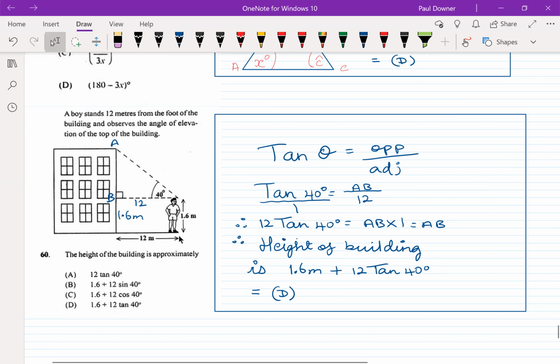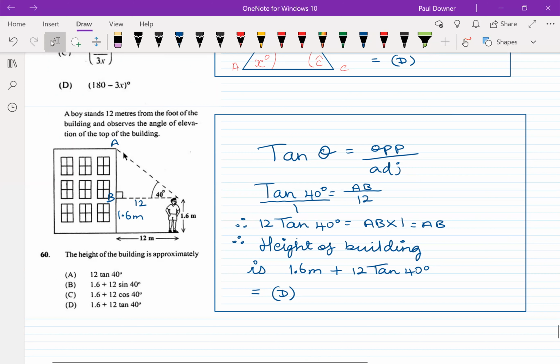If this is 12 here, then the distance from B to the boy's head is going to be 12 meters as well. If this is 1.6 here, his height, then from the base of the building to B will be 1.6 as well. They are parallel, right? So we now have a nice triangle here where we have 12, we have 40 degrees. And what they're asking us to find is the height of the building.